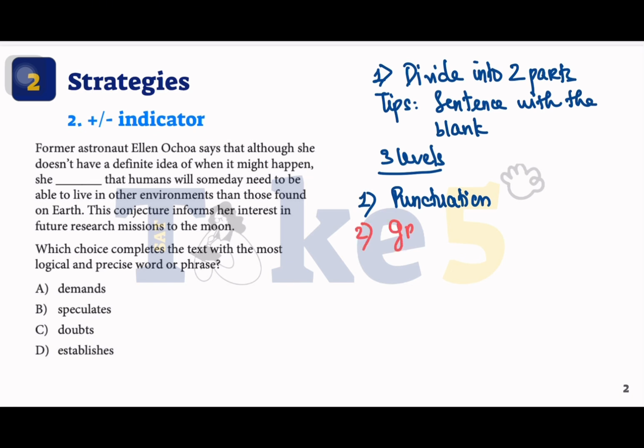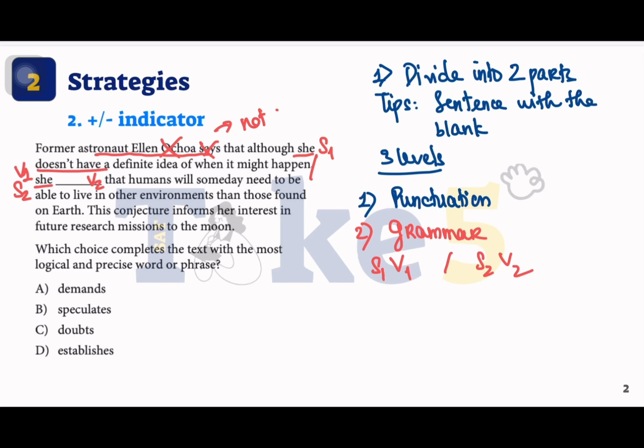So, level 2, we can use grammar rules. We separate between 2 subject and verb clauses. Here, the first subject is she, and its respective verb is doesn't have. Then the second subject is she, and its verb is the missing word. So, we can divide these 2 subject-verb clauses here at the comma. Notice that we don't count former astronaut Alan O here as the first subject, nor says as the first verb, because this clause is not fully complete.